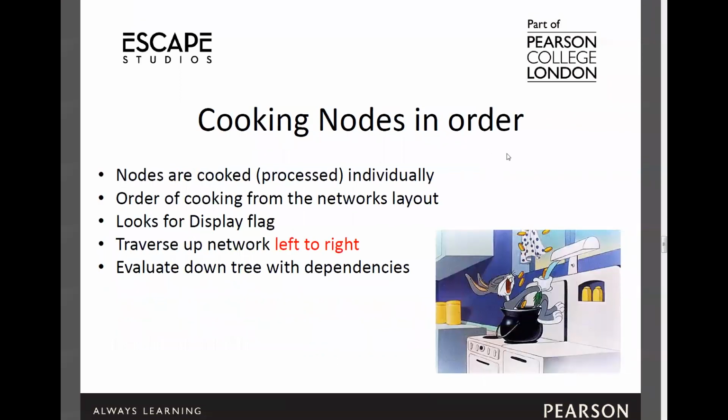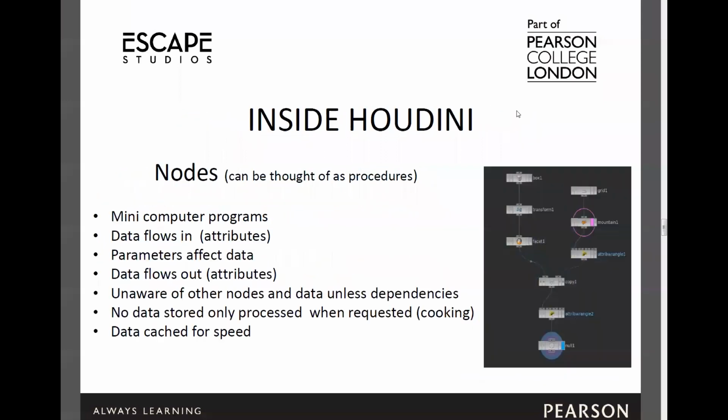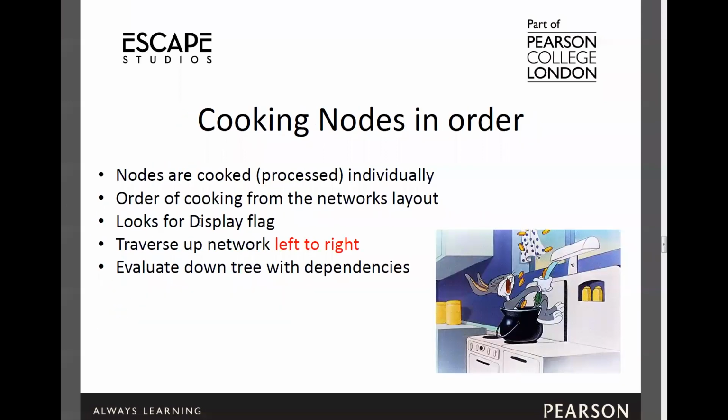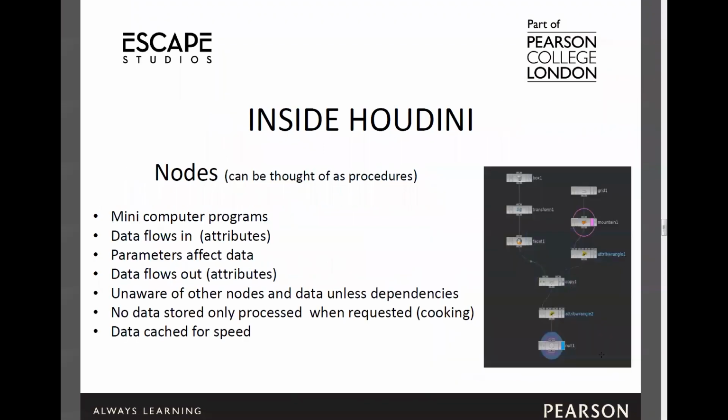Now, the nodes are cooked in order. We call it cooking when we process the nodes, and the layout of the network tells us how to cook the nodes. If you look here, Houdini looks for the display flag, and then it traverses left to right, always left to right. So if we look back at this diagram, the display flag is this blue flag here.